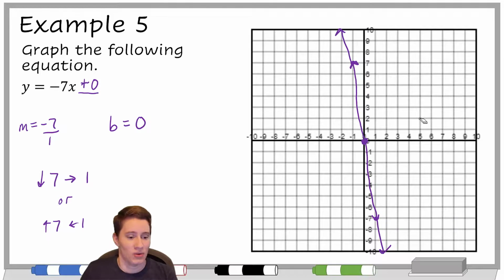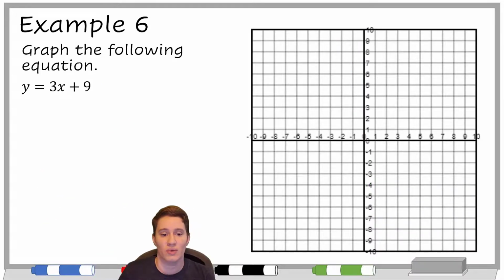All right, example 6. So we want to do 3x plus 9, and something special is going to happen here. You're welcome to pause and see if you can figure it out, but there is something at a different level of trickiness that's happening here.